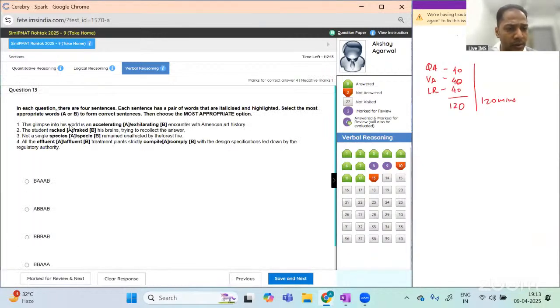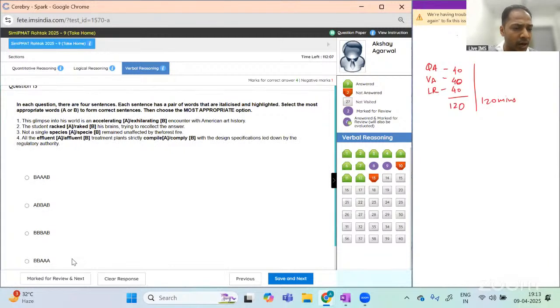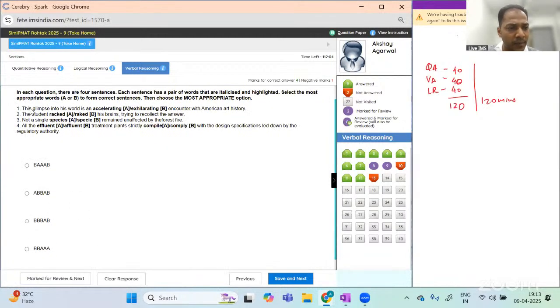A glimpse into the world is an exhilarating encounter. Okay, B, it should start with B. So the option B is eliminated. The student raked his brains to recollect the answer. I think the second one also should be B.